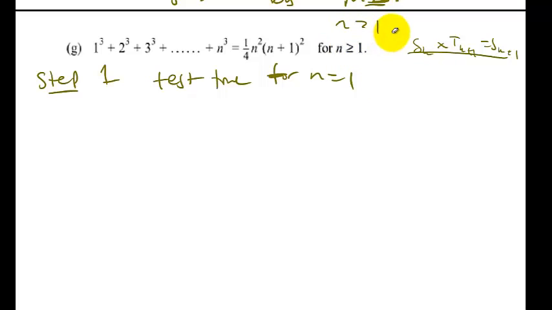n equals to... Okay, I can't write that out. Too bad. Alright, I'll just do this. n equals to 2. Okay, because obviously it's greater than 1. It doesn't include 1. That's it.